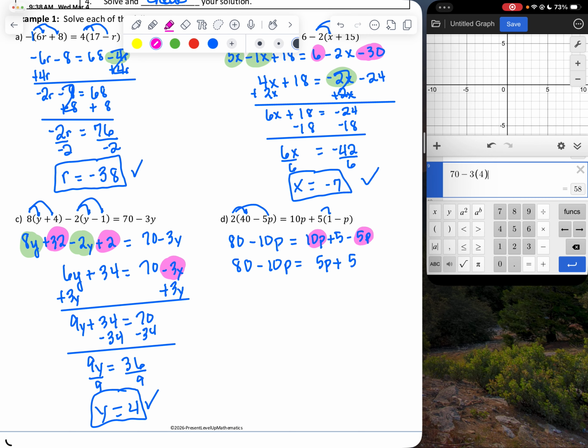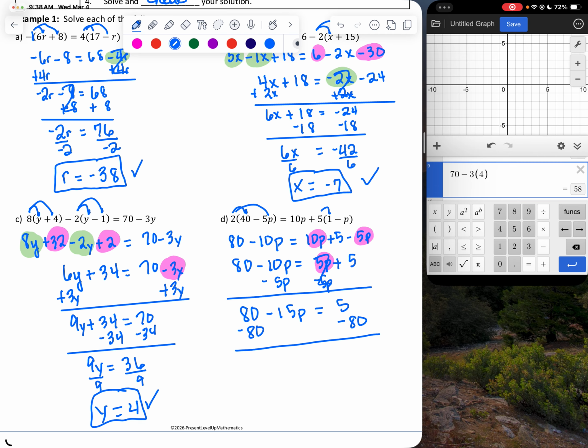Then I wanted to move this 5p to the other side, so the opposite of positive 5p was minus 5p. So 80. Negative 10p minus 5p is negative 15p, and that's equal to positive 5 because this zeroed out. Then I'll subtract 80 to get negative 15p equals negative 75, and then divide. And that would give me positive 5.